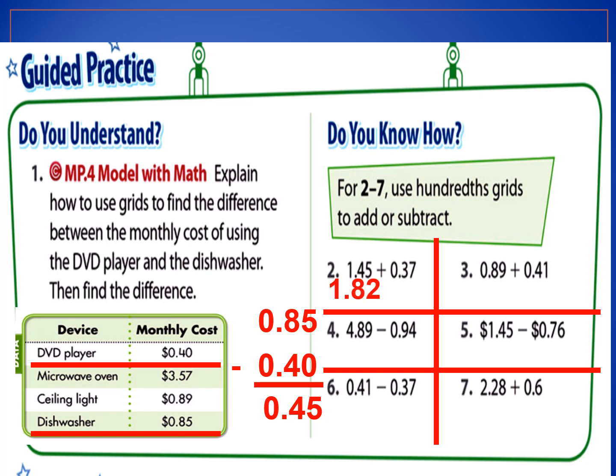Question 3 will be 1.3. It can be written as 1.30 because if you add them, you'll get 1.30. But as I said, 1.30 is equivalent to 1.3, so we can write it as 1.3. If someone wrote it as 1.30 also, it can be correct. Question 4 will be 3.95. Question 5 will be 0.69. Question 6 will be 0.04, which is 4 hundredths. Question 7 will be 3.88, and that's our lesson today.